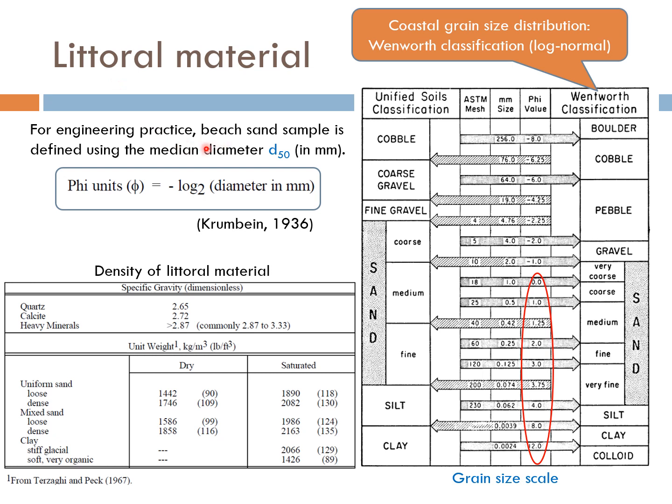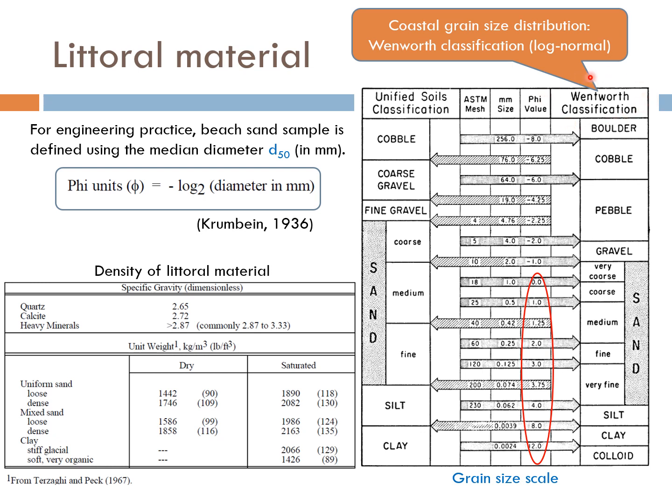coastal sediment is characterized using the median diameter D50, and for classification purpose, usually we will calculate phi, which is defined as negative log base 2 of the diameter in mm. Now this phi value has been used in Wentworth classification, which basically is a log normal distribution typically applicable to coastal sediment.